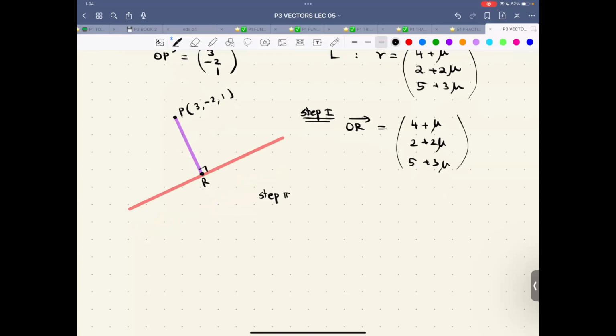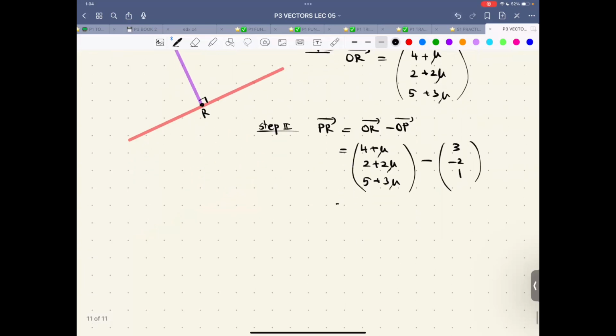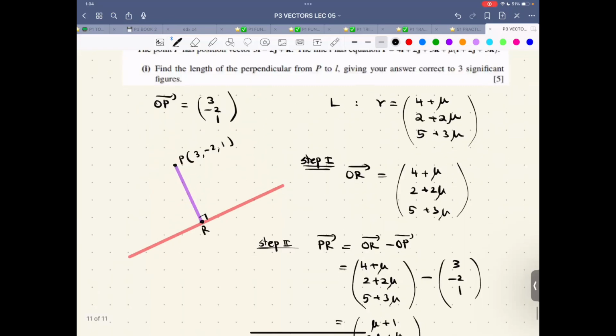Step 2 is finding PR. That is OR minus OP. That is 4 plus mu, 2 plus 2 mu, 5 plus 3 mu, minus OP, which is 3, -2, and 1. 4 minus 3 is 1. So that is mu plus 1. 2 minus minus 2 is 4. That is 2 mu plus 4. I'm just changing the order. Doesn't make a difference. 5 minus 1 is 4. That is 3 mu plus 4. That is PR. Are these two steps clear?